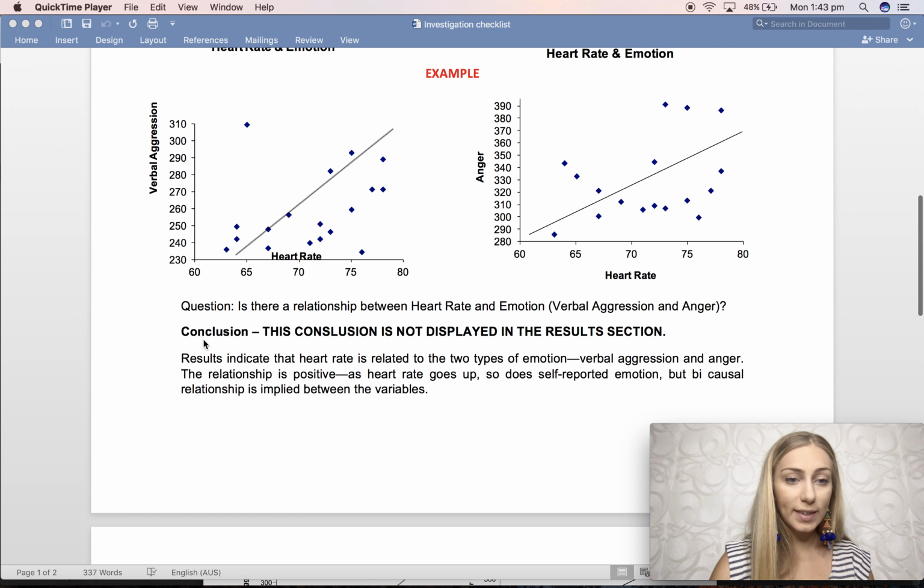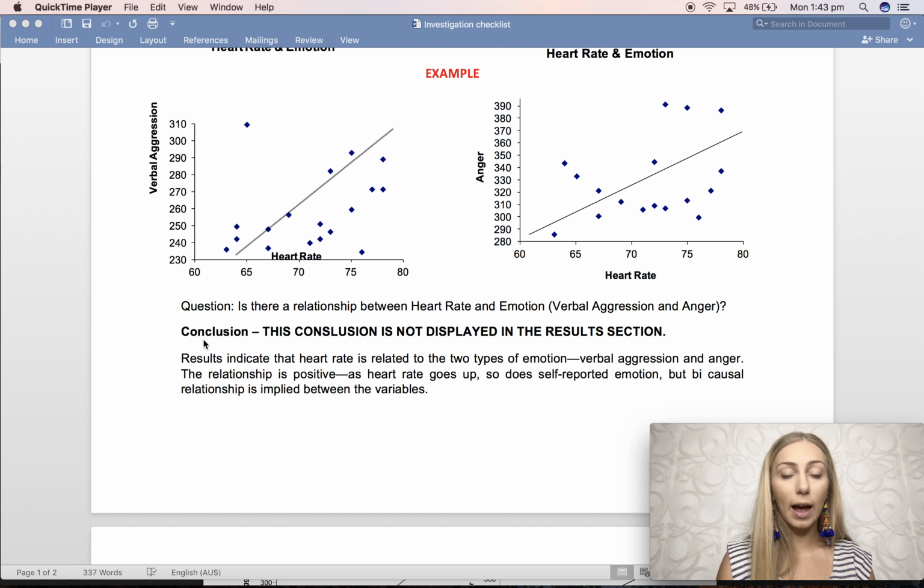So what they have said is the results indicate that heart rate is related to two types of emotion, verbal aggression and anger. The relationship is positive, which you can see by the graph. As heart rate goes up, so does self-reported emotion, but a bicausal relationship is implied between the variables. So they've provided a conclusion based on the graphs that they've also shown us.